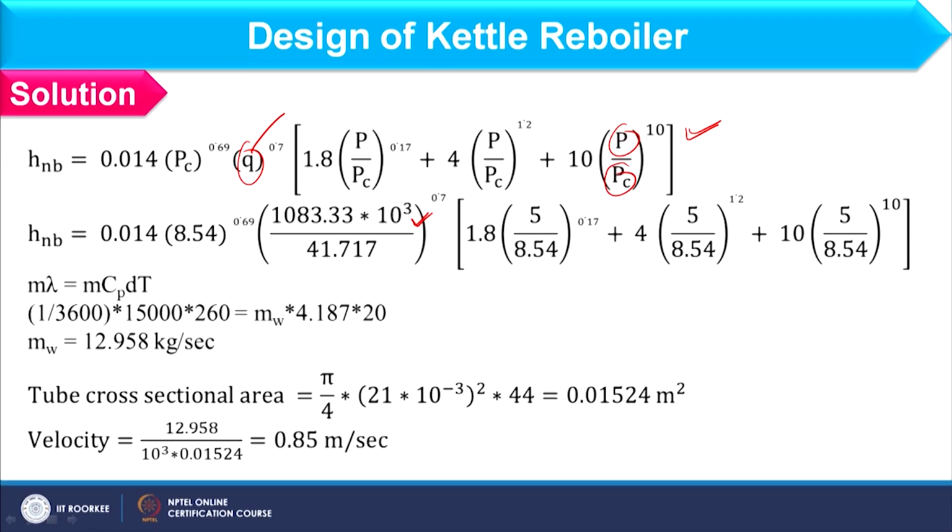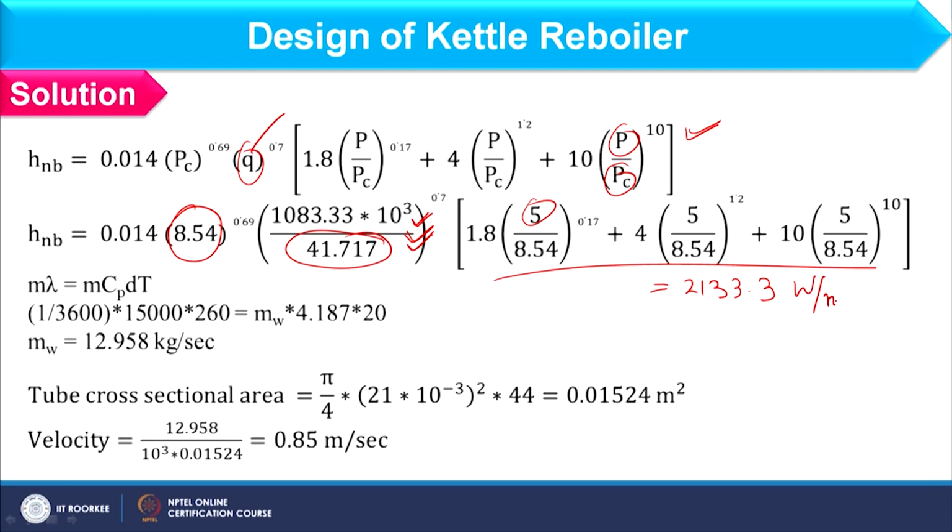So, here I am having flux as 1083.33 into 10 to the power 3 watt divided by the heat transfer area. This is the simple calculation for flux. Critical pressure for chlorine is given to us and operating pressure also. Considering these parameters, you can find the HNB value, which should come as 2133.3 watt per meter square degree Celsius. Sorry, I forgot to write the value over here, but you can see the value like this.